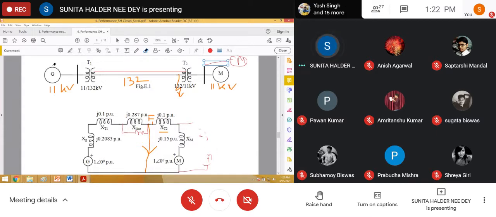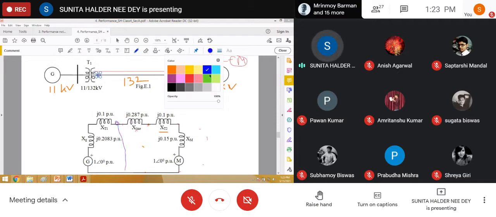I'm erasing this. Now, depending on the fault point, you identify the fault point. Why is it written? Because, say, here your fault point is the HT terminal of the generator transformer. Then what will be the fault point? The HT terminal of the generator transformer. So in that case, this will be the fault point. Then you connect it to ground, right?